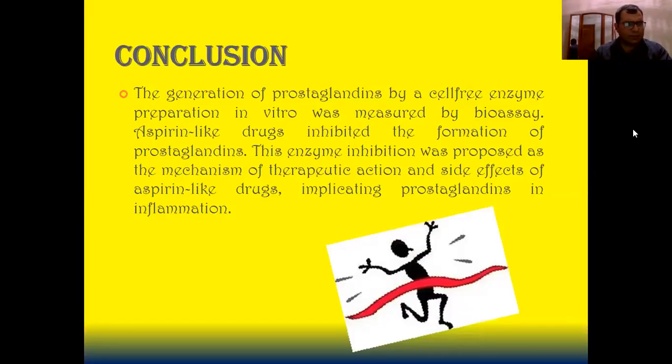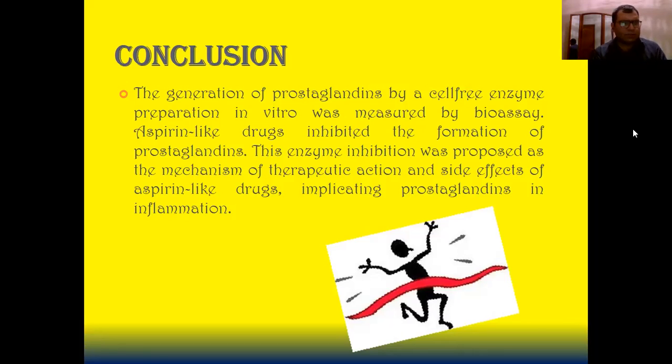Conclusion. We can say that leukotriene and prostaglandin generation by cell-free enzyme preparations was measured by bioassay. Aspirin-like drugs inhibit the formation of prostaglandin. This enzyme inhibition was proposed as the mechanism of therapeutic action and side effects of aspirin-like drugs, implicating prostaglandin in inflammation.